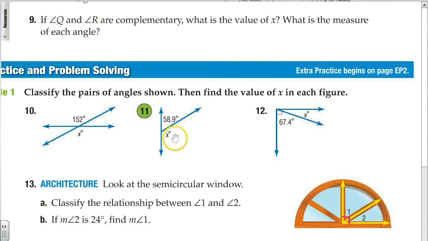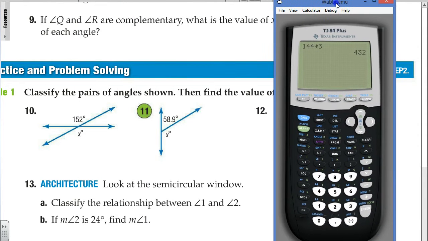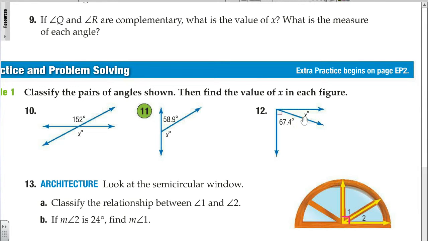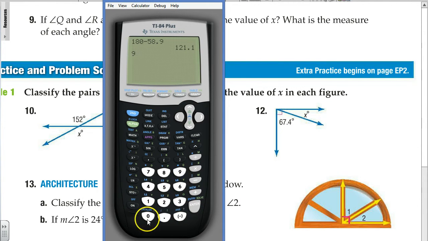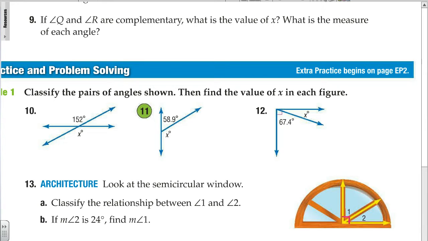So they add to 180, which means x is the rest of the 180. So 180 minus 58.9, which is 121.1. Okay. And then number 12, these angles are complementary, which means they add to 90 degrees because they have the right angle there. So x is the leftover from the 90 degrees, so 90 minus 67.4, which is 22.6. Okay, so those are the first few problems there.